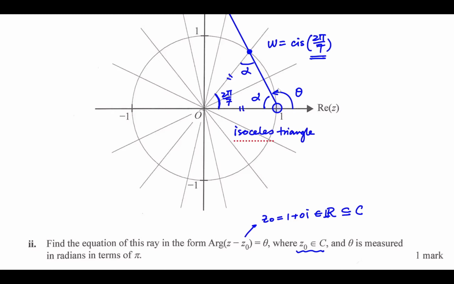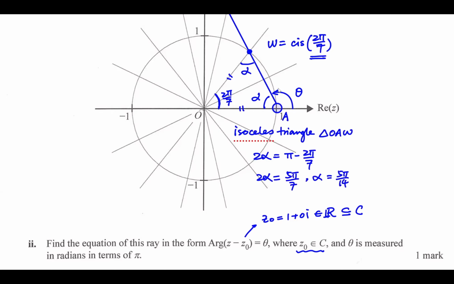Isosceles triangle, let's say O, A, and W, okay? So basically, we can say 2 alpha equals pi minus 2 pi over 7, because the sum of the 3 interior angles will be pi for the triangle. And then 2 alpha equals 5 pi over 7. Therefore, alpha equals 5 pi over 14.